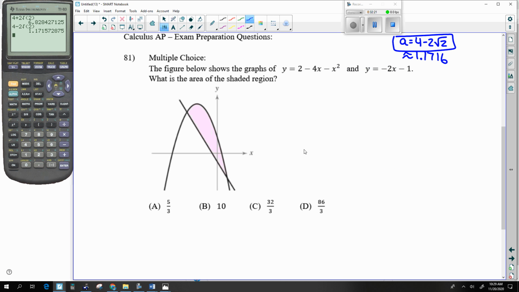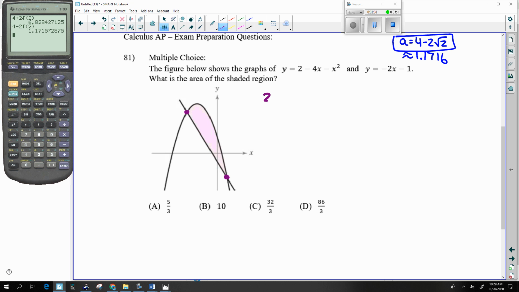Okay, find the area of the shaded region. So we have this negative parabola and this line. I need to know where this integration starts and stops. That's what I first need to know.